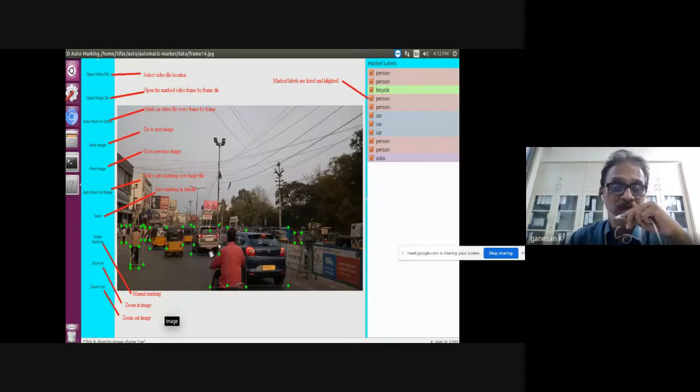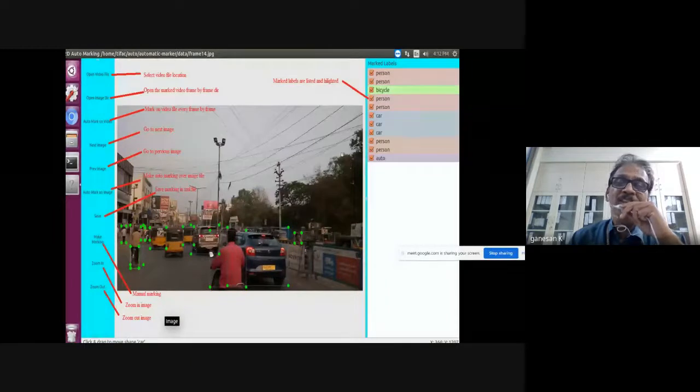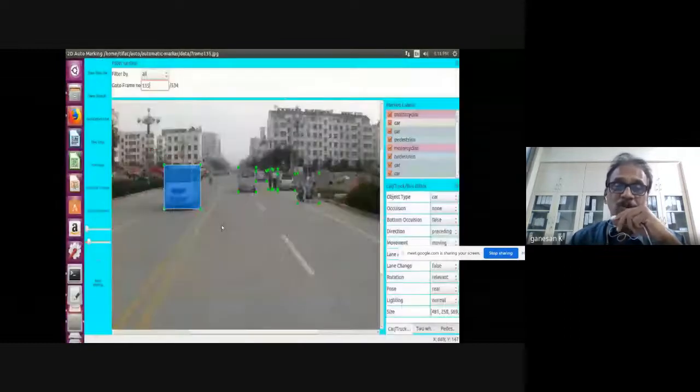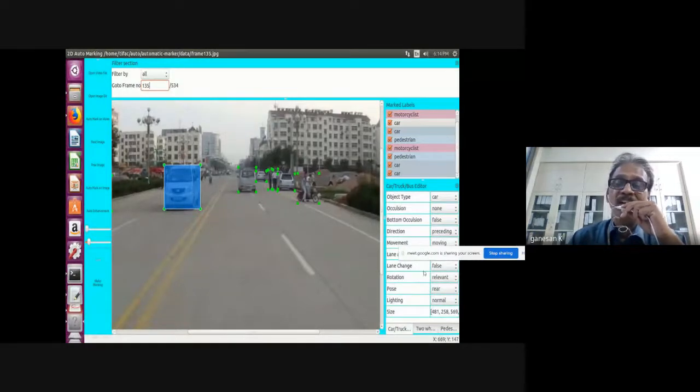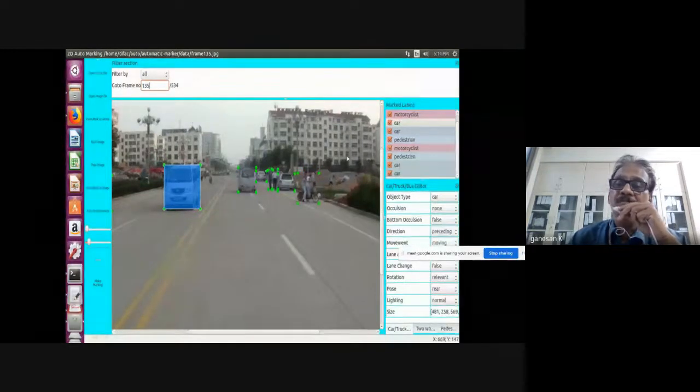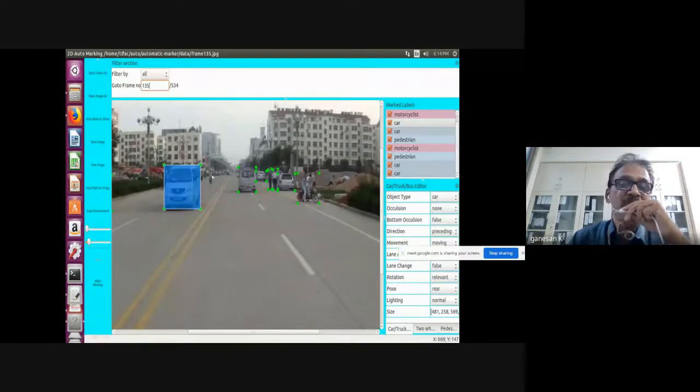Here, this is one of the projects we have done for a Chinese company, which they outsourced to us. The problem is identifying these objects, whether a person, bicycle, car, or auto, and also, for any one of these objects, automatically identifying what properties they have. For example, the object I have selected is a car, and it says occlusion none, meaning I am able to see it fully. The direction is proceeding, meaning it is coming towards me, assuming I am driving a car in this lane.